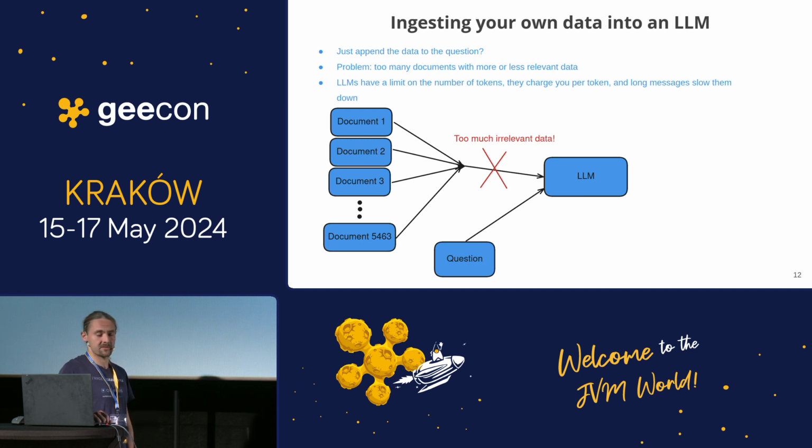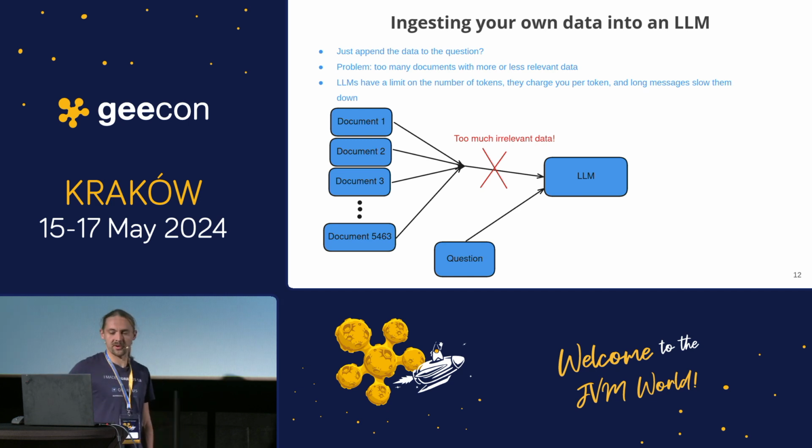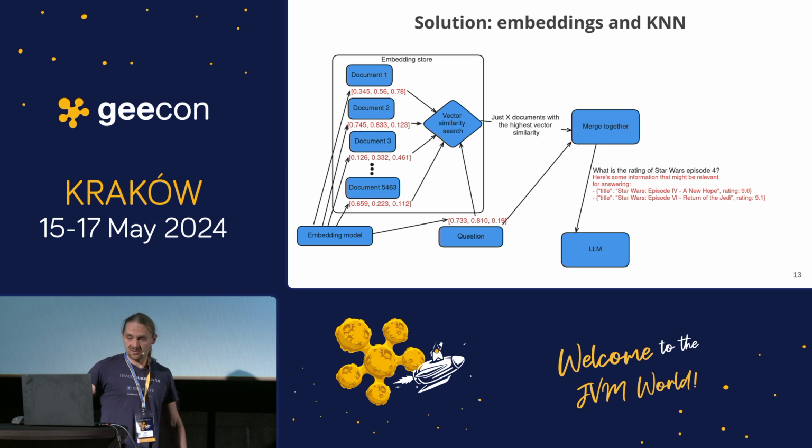LLMs have a limit on the number of tokens, so you would overwhelm that. It would also be too expensive, because most of the online ones charge you per token, which would mean a lot of money that you will be charged. So you can't just slap all the documents as the context to the request. The solution is to use embeddings.